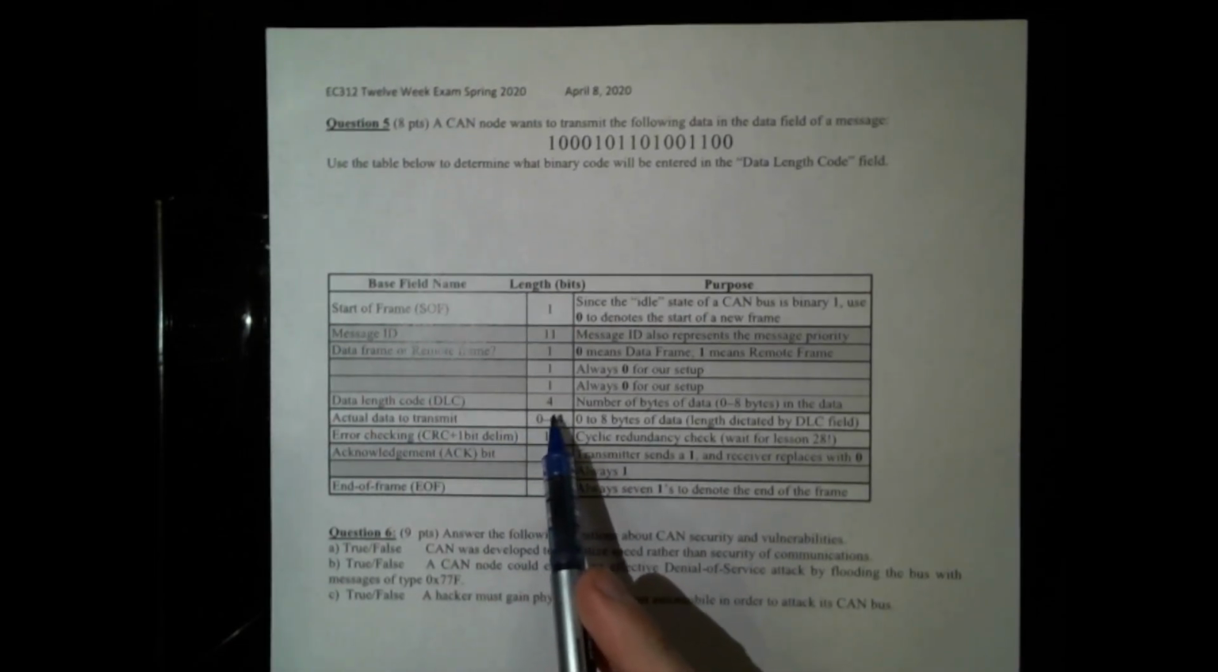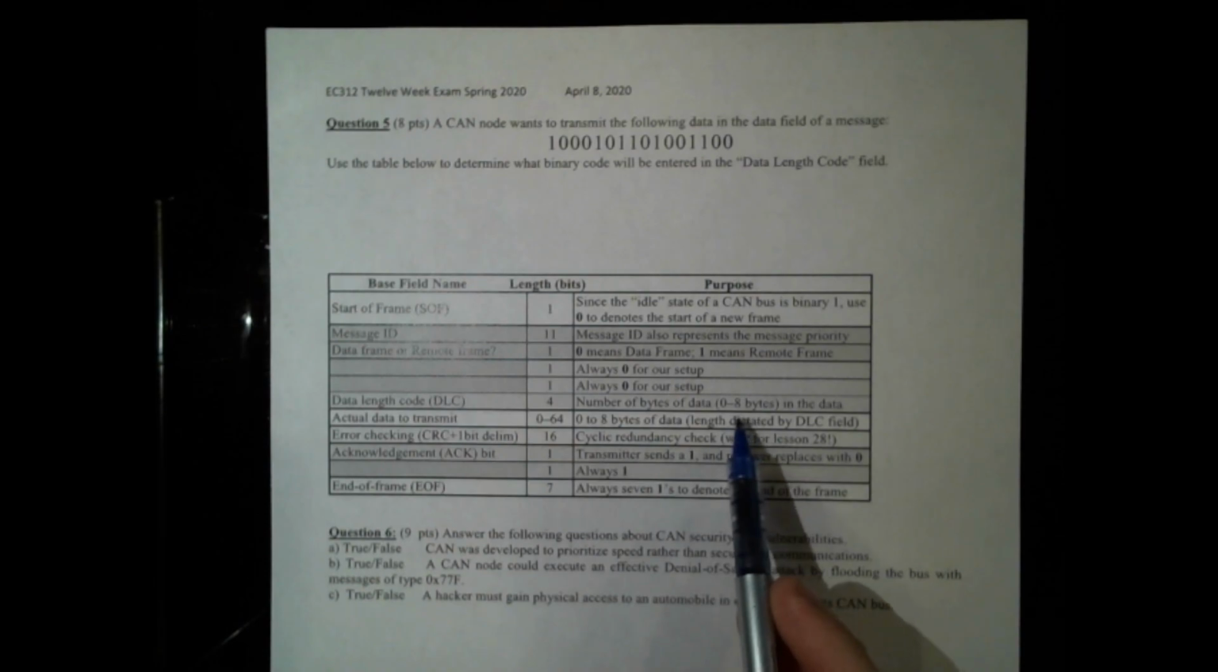Okay, on to questions 5 through 7. So for question 5, it says a CAN node wants to transmit the following data in the data field of a message. Use the table below to determine which binary code will be entered into the data length code field. So we're trying to figure out what goes here in these 4 bits. It's the number of bytes of data, 0 to 8 bytes in the data.